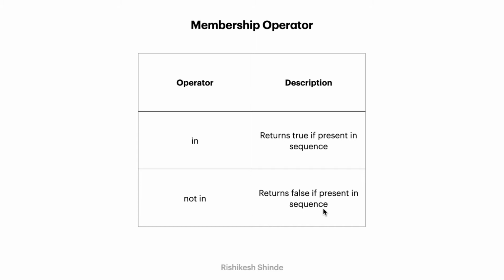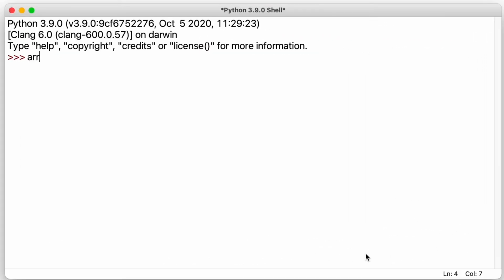We have different sequences in Python, like list, tuple and dictionary. So let us check with those sequences how we can use these operators. Let us create a list, name it as list1.